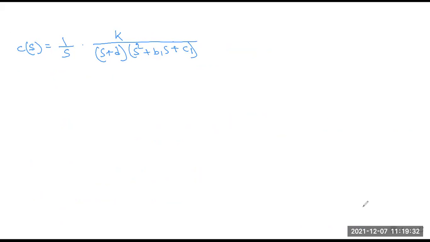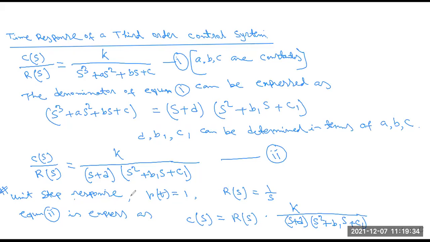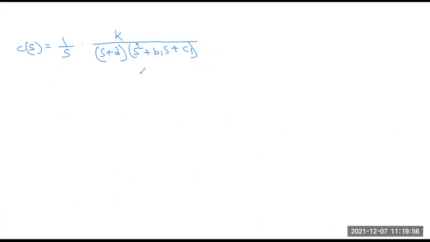Okay, on the previous page you can see that when this is the unit step response, the value of r(t) equals 1, and for the unit step response R(s) equals 1 by s. So now we have to put this value of R(s) into the equation, that is C(s) equals 1 by s times this expression. Is it clear to all of you?